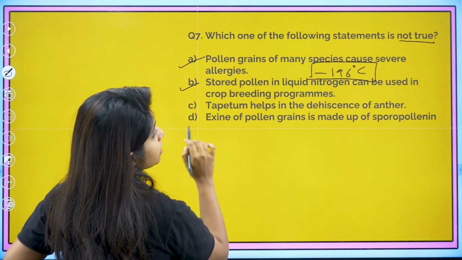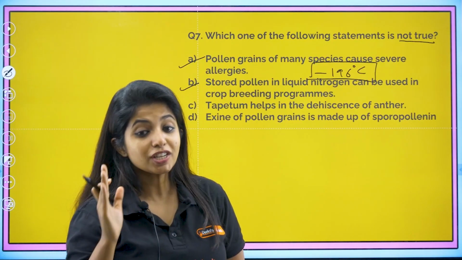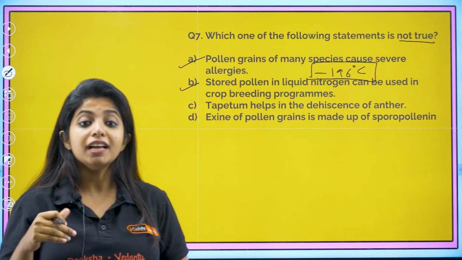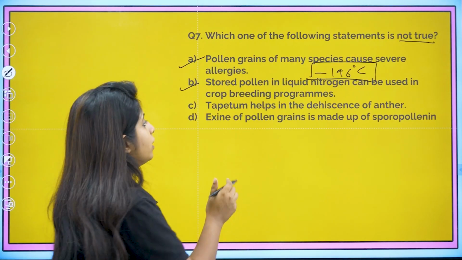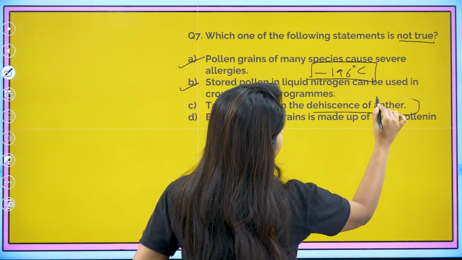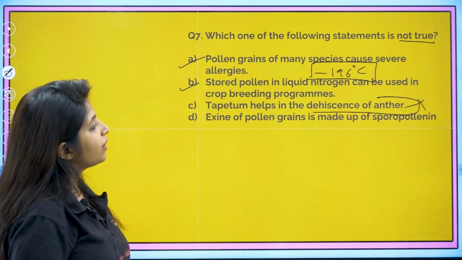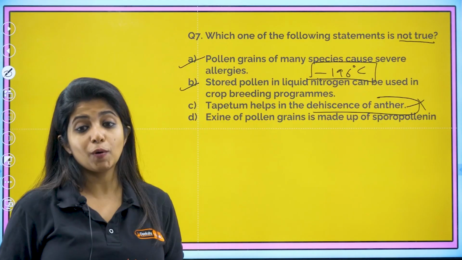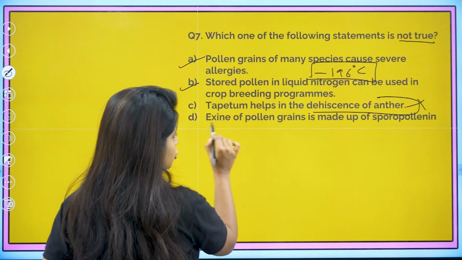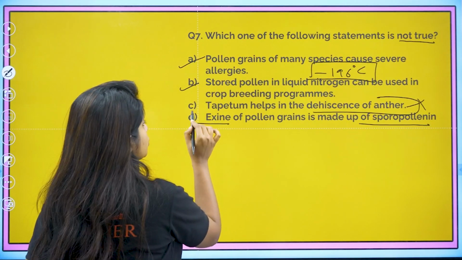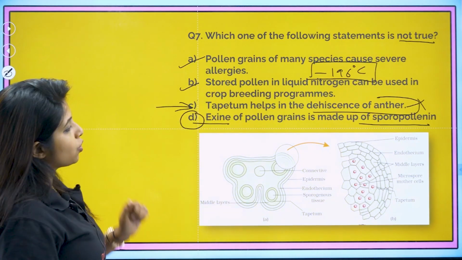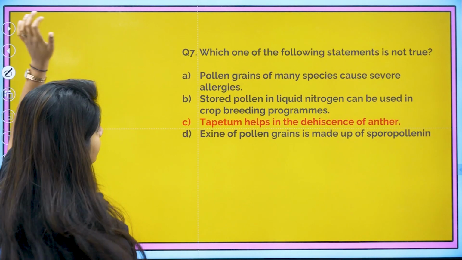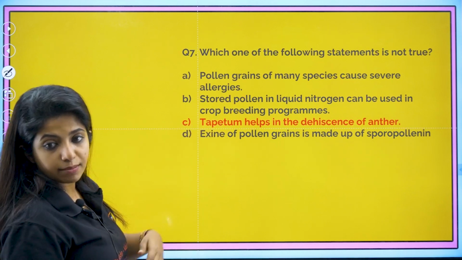Now, tapetum helps in dehiscence of anther. We just studied, tapetum is there for what? Nourishment of the microspore mother cells. So over here this would be wrong. It is not there for dehiscence of anther. Now, exine of pollen grains is made up of sporopollenin, is it? Yes, it is actually made up of sporopollenin. So this is also correct. What is not correct? This particular statement, C1, is not correct. Tapetum helps in dehiscence of anther.